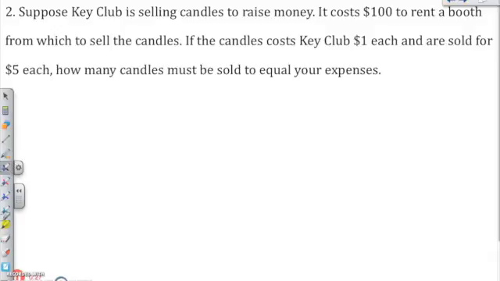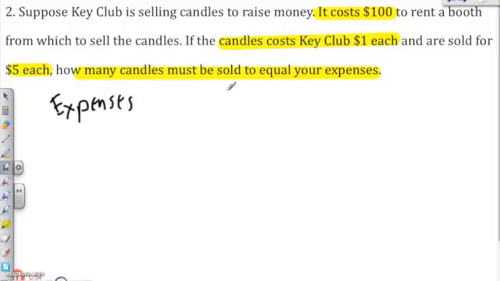Suppose Key Club is selling candles to raise money. It costs $100 to rent a booth from which to sell the candles. If the candles cost the Key Club $1 each, and we sell them for $5 each, we want to know how many candles must be sold to equal our expenses. So we have to look at two different situations here: our expenses, which is money that we are spending on the fundraiser, and our income, which is money that we are bringing in from our fundraiser.